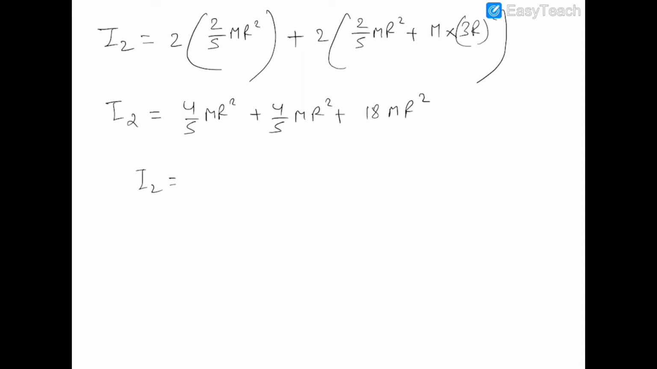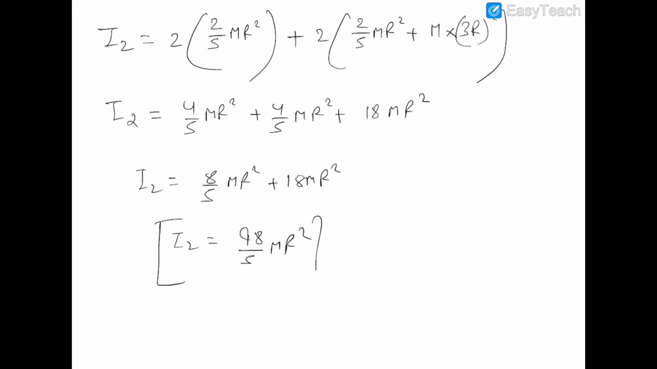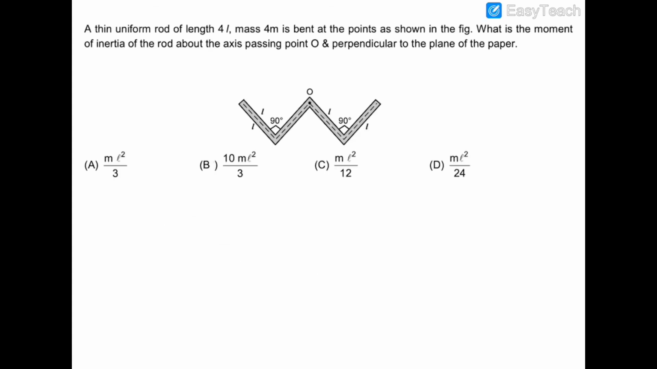So I2 would be 8 by 5 mr square plus 18 mr square. So I2 would be 98 by 5 mr square. So this is the moment of inertia of this system about the given axis. Now let's move on to the next question.